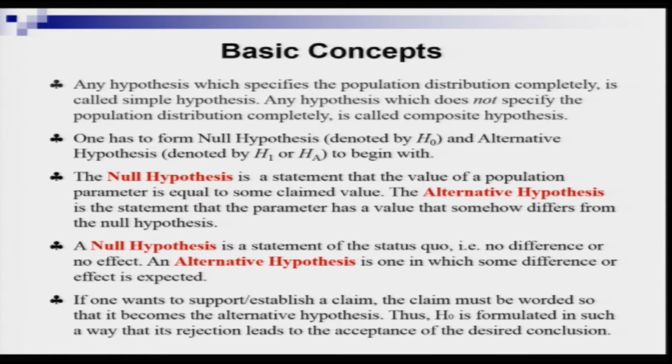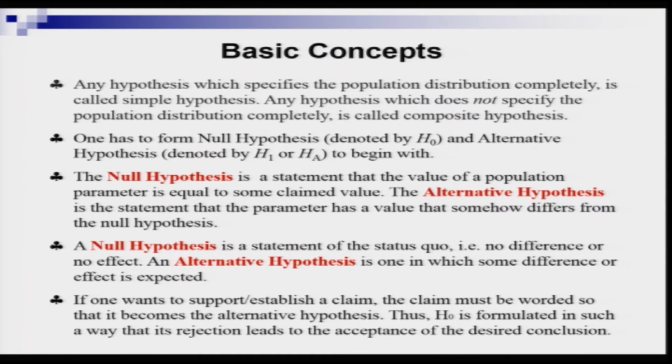If I take this treatment effect or impact evaluation perspective, then a null hypothesis is a statement of the status quo. It implies that no difference or no effect is found after a treatment has been conducted or given to a group of subjects in a population, whereas an alternative hypothesis is one in which some difference or effect is expected. So, how do we set a null hypothesis or alternative hypothesis in applied research?